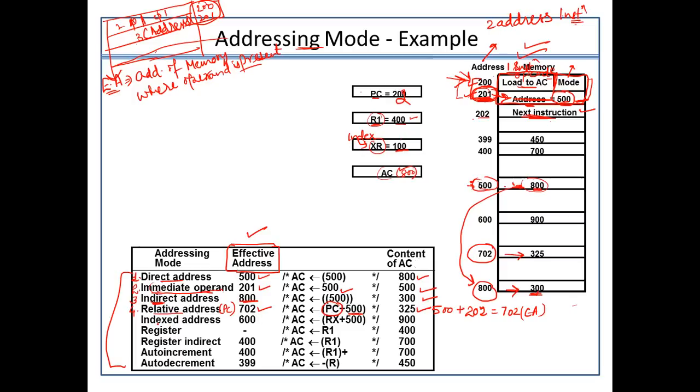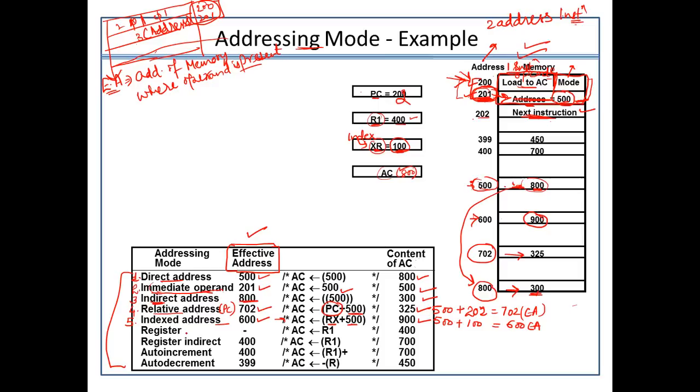Similarly, if it is the relative index addressing mode, how is it to be done? In the same manner as I taught you earlier, I need to use the address of the instruction plus the value present in the index register. So what is the value present in the index register? The index register is storing the value 100, so definitely 600 is going to be my effective address. What is the value present here at 600? 900 is the operand. So 600 is the effective address, and 900 is the operand value.